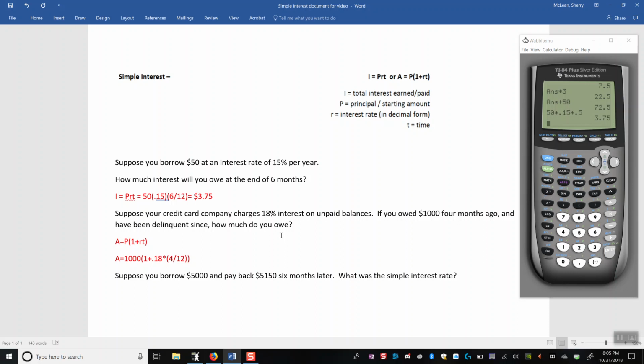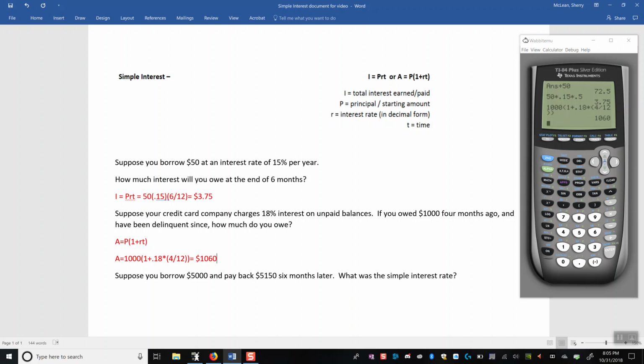So the A is by itself. We just need to go through and actually do this calculation. In this case, we'll have $1,000 times 1 plus our interest rate of 0.18 times 4/12, changing that 4 months into the years that we need. And we can get our final value, total amount owed after 4 months, being charged 18% interest per year. I will be owing a total of $1,060 on my $1,000 purchase.